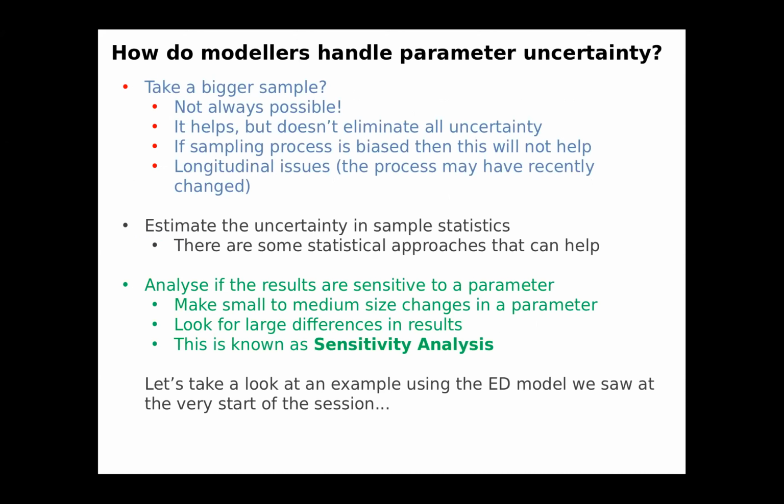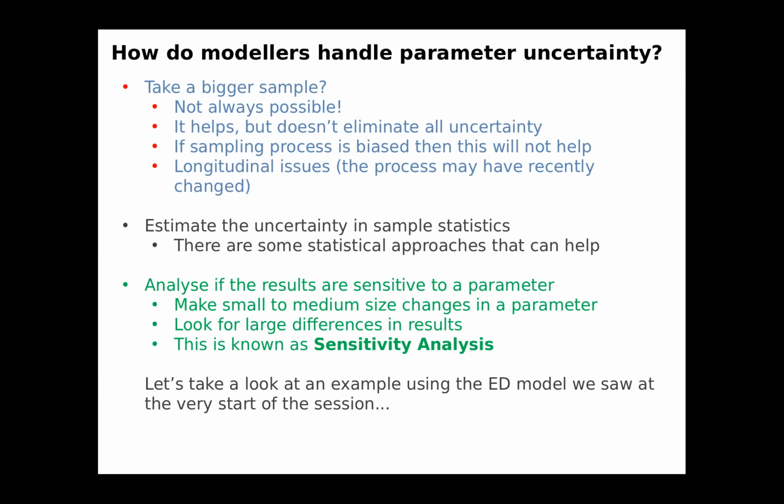So how do you deal with that? One option might be to take a bigger sample, but that's not always possible. You might be using all the data that you can. Even if you could, it will help, but it's not going to eliminate all uncertainty. It's still going to be a sample, albeit a bigger sample. Also, if the sampling process itself is biased, then it's not going to help you.